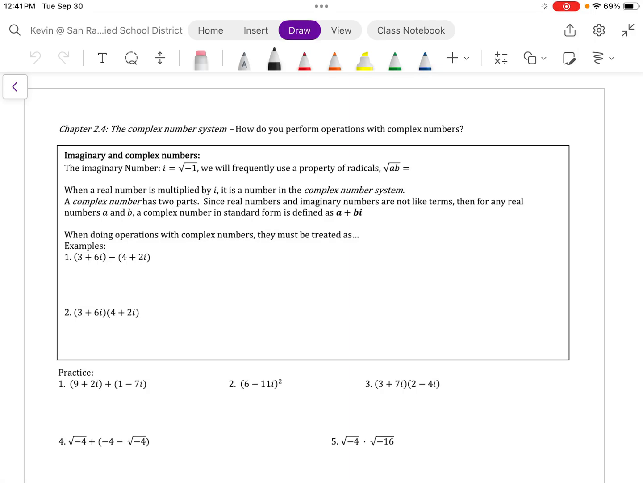All right, this is chapter 2.4, the complex number system. This is page 1. We'll see how much of this we can get through. How do you perform operations with complex numbers? So, imaginary and complex numbers.